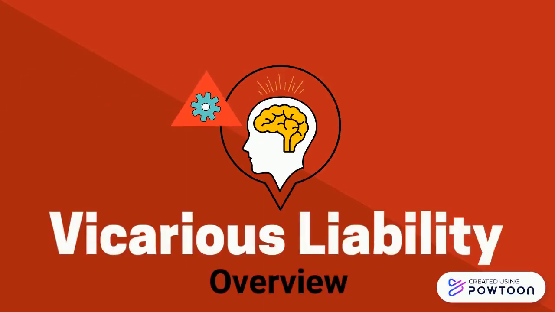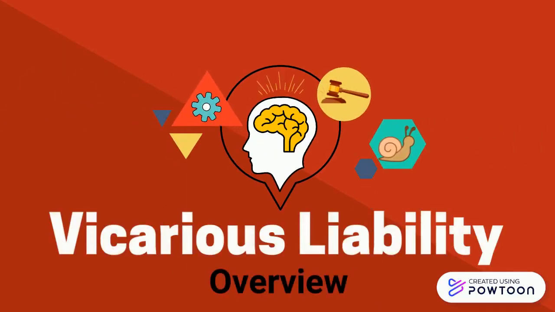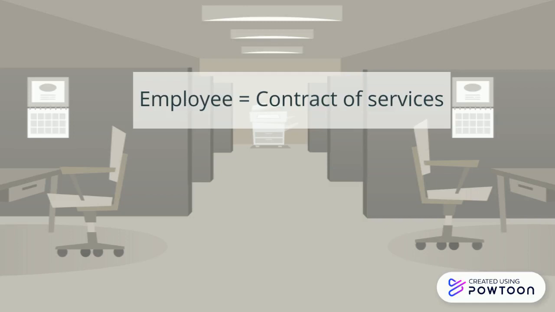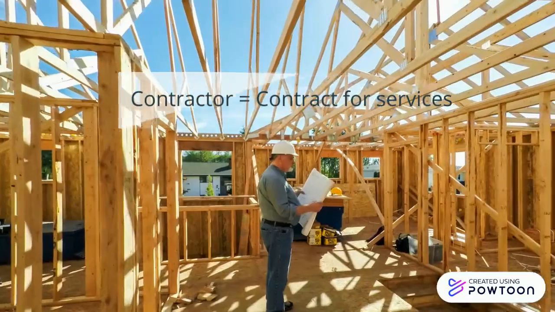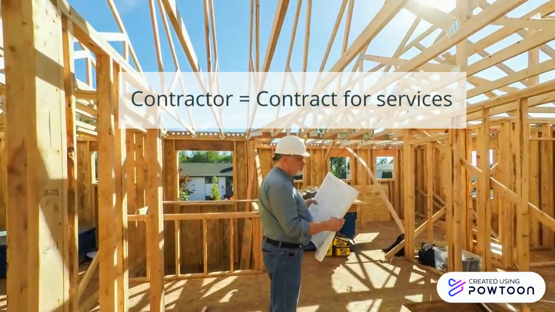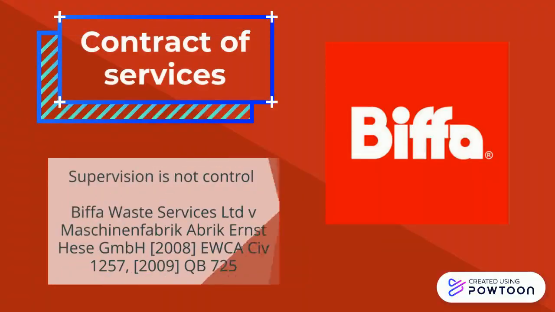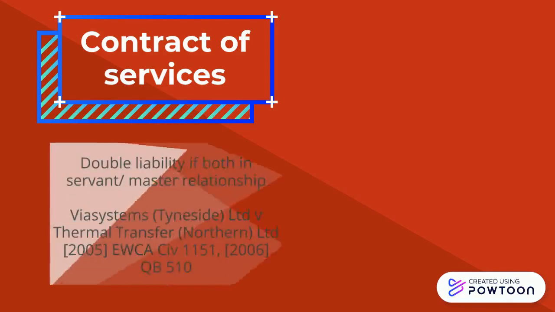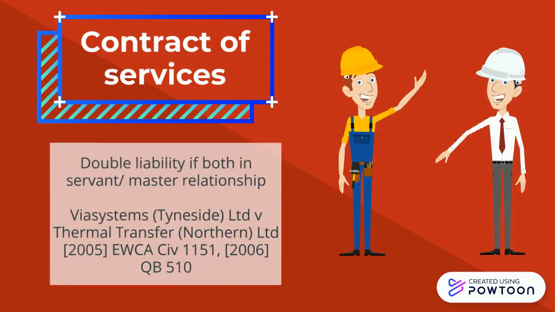Vicarious liability means that an organisation can be held liable for the torts of those who work for them. The most common area where this exists is an employee-employer relationship. However, it also exists where there are contractors. The court finds there to be a contract of services where the employer exerts control over the employee who is integrated into the business. Dual liability may exist where both the contractor and subcontractor are both in a servant-master relationship.